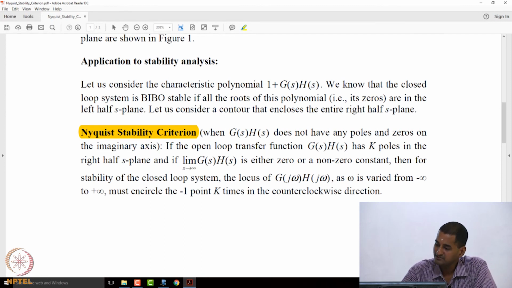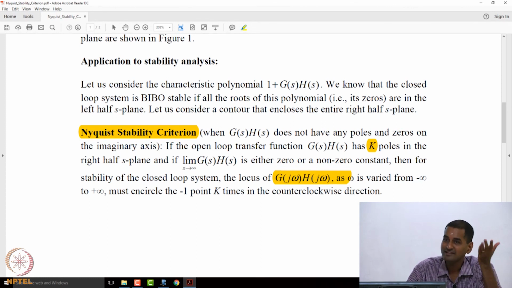If the open loop transfer function g of s h of s has k poles in the right half of the complex plane, and if limit s tending to infinity g of s h of s is either 0 or a non-zero constant, then for stability of the closed loop system, the locus of g of j omega h of j omega, as omega is varied from minus infinity to plus infinity, must encircle the minus 1 point k times in the counterclockwise direction. So essentially what we are saying is p equals k, and then we want z to be 0.